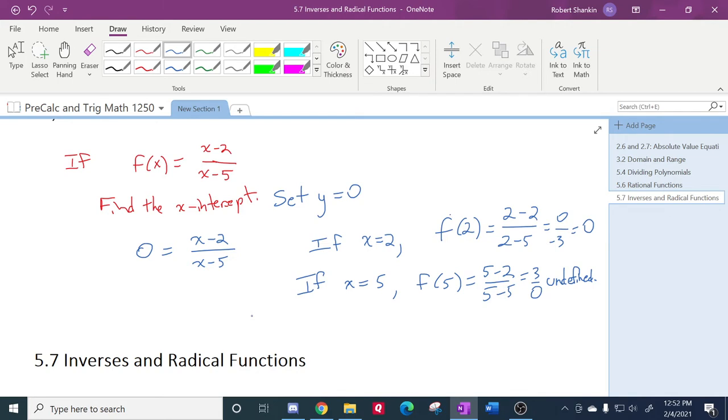Hi, Mr. Shankin. This is Brianna. Hi. I had a hard time with the stretch when graphing with the homework. What problem was that? It's for number 51, how to write the equation.